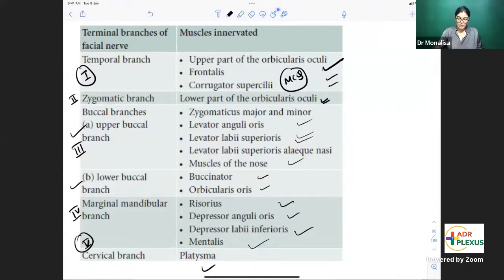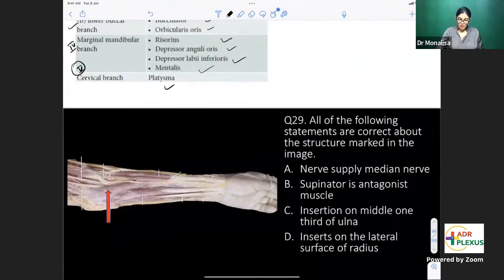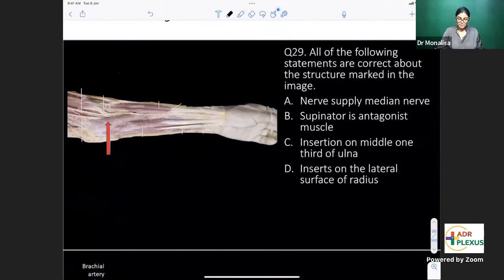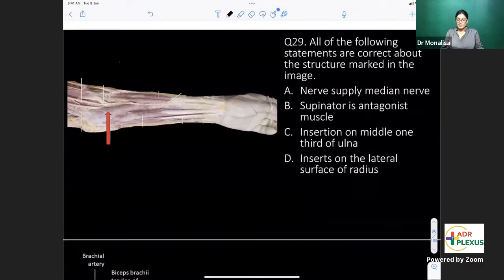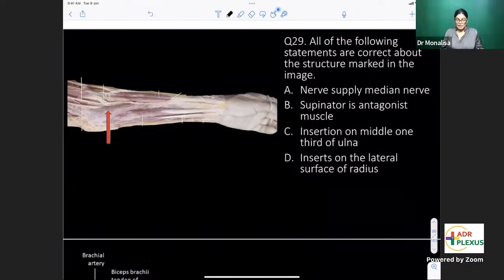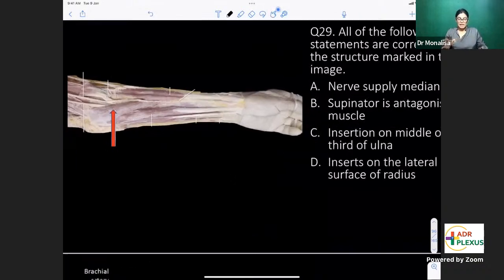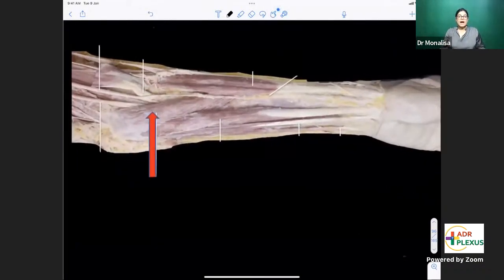Done. Let's move on to the next one. Now let's move on to question number 29. All of the following statements are correct about the structure marked in the image. So you have to identify the structure. To give you a better image, I will enlarge this cadaveric image. Here, my dear aspirants, you have to identify this muscle, the question mark muscle. Firstly, identify this muscle.